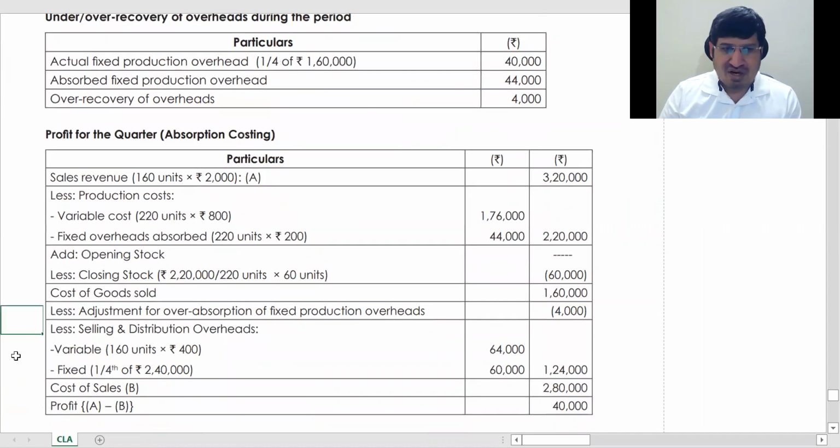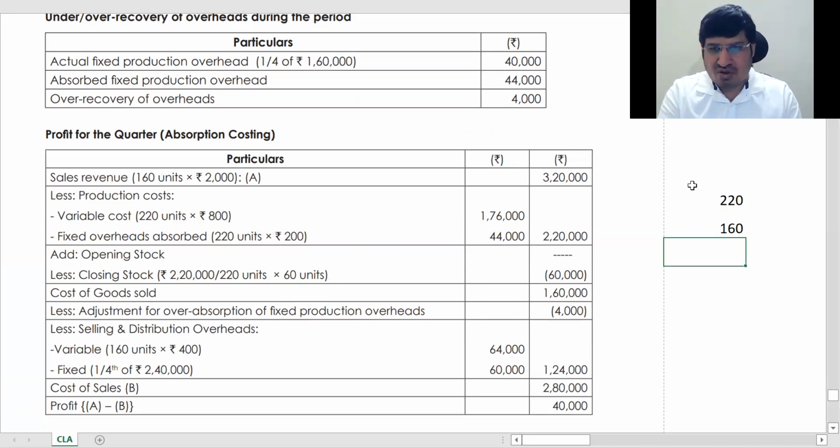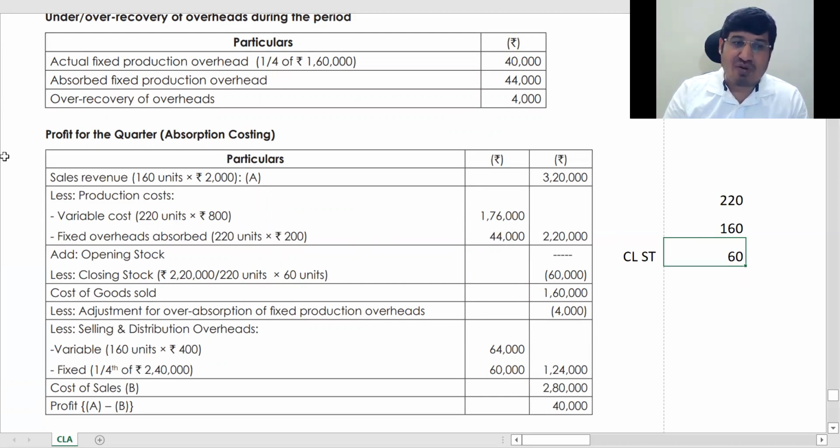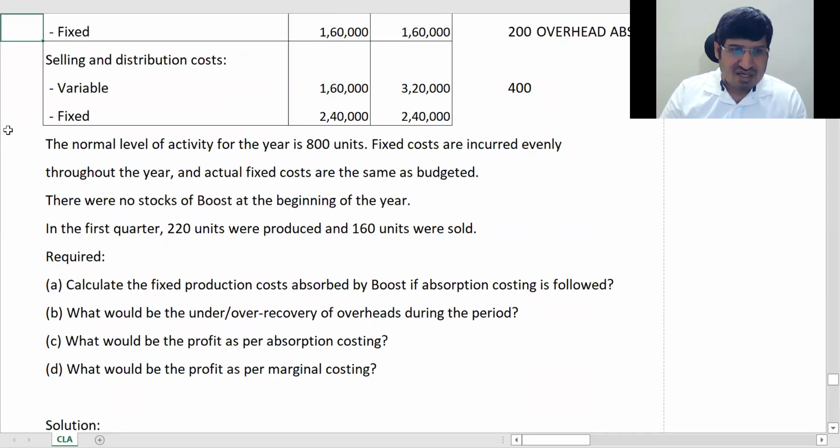Okay. Then add opening stock and deduct closing stock. Okay. What we have to do is, for finding out, we knew that 220 units are manufactured, 160 was sold. So what is the closing stock? Is 60, correct. So closing stock is 60. Okay. So now you have to add opening stock. In the problem it was given that in the beginning of the year there is no opening stock, remember. There were no stocks of Boost at the beginning of the year, right? So no opening stock, 0.